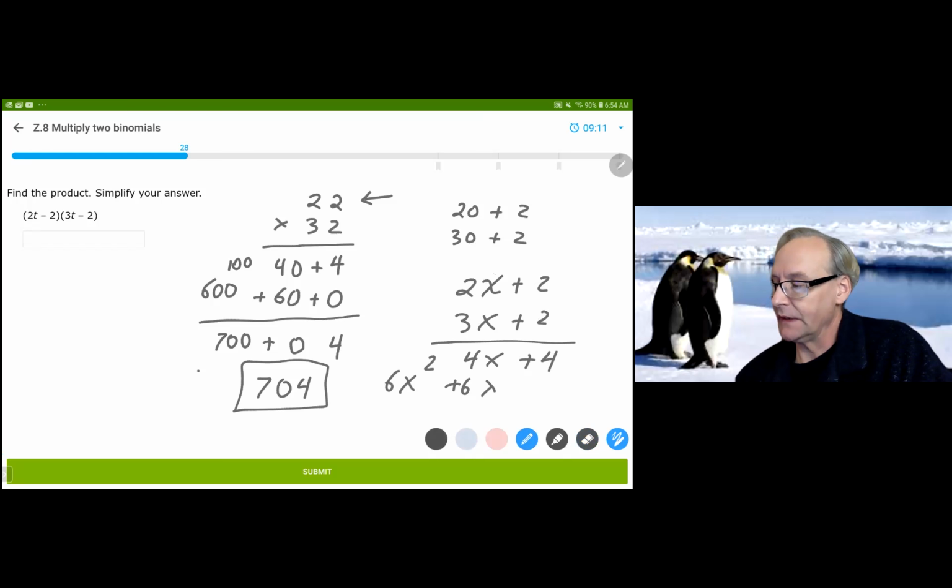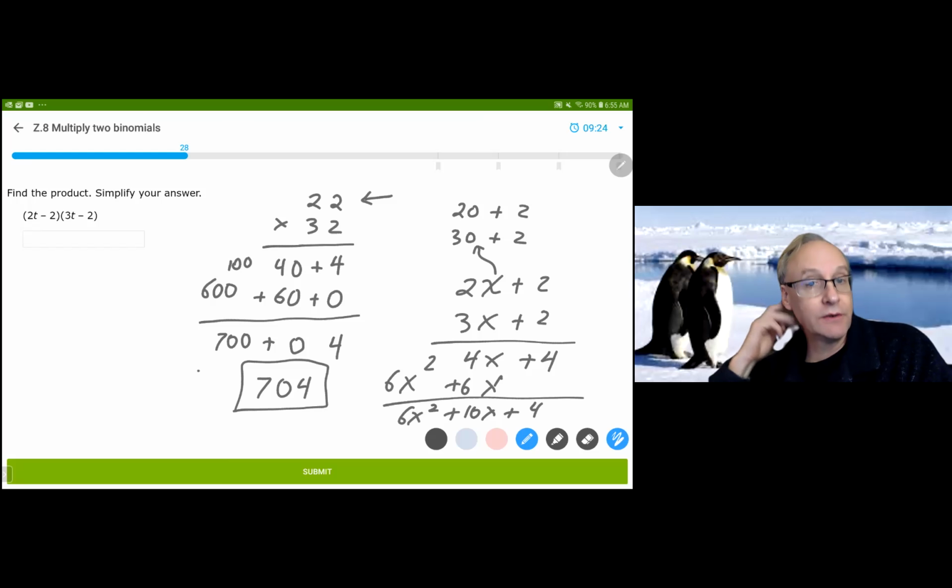In this particular case, the x is equal to 10, isn't it? And we end up with 6x squared plus 10x plus 4. And there's our trinomial. I just wanted to point out that basically I'm multiplying everything times everything else. I don't recommend using this technique on this type of problem because it's too easy. What we want to do, of course, is multiply the, let's just go ahead and multiply them together.